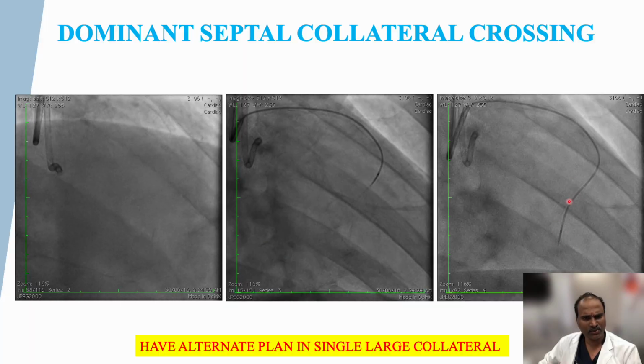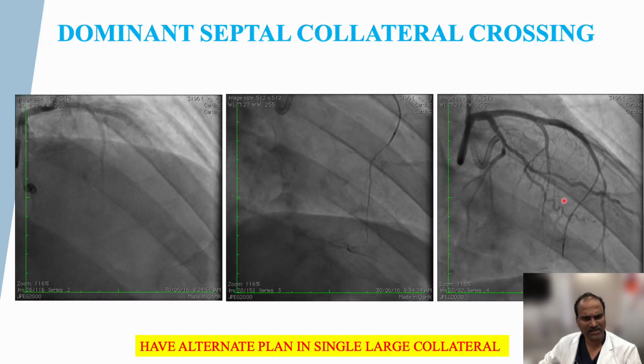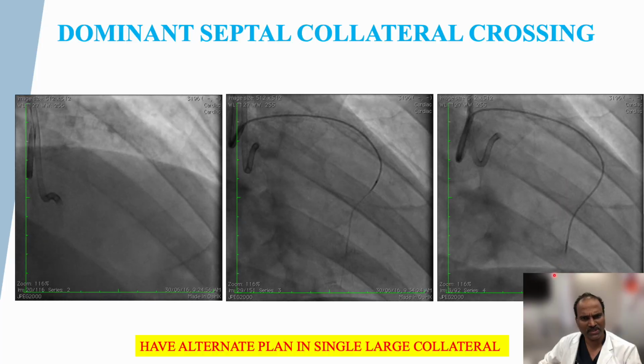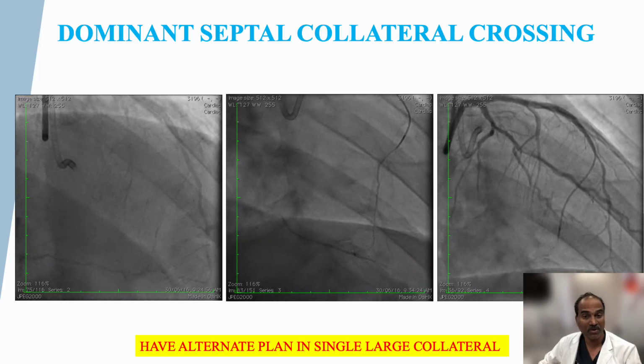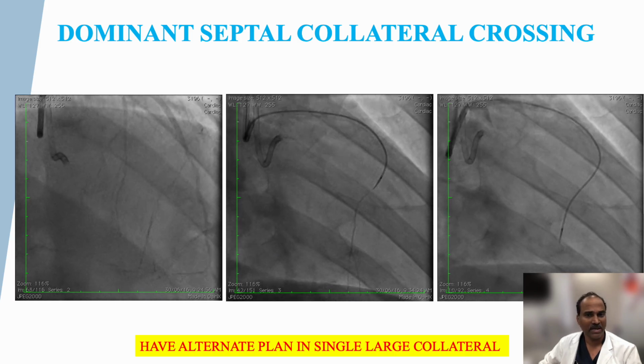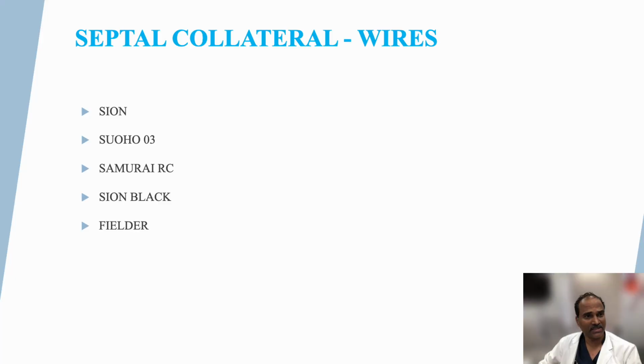The patient might go into acute ischemia once your catheter is in that septal collateral. So you can see here there is no flow into the PDA once the catheter is kept in that collateral. So this is difficult to handle, and you always choose other techniques in these patients.